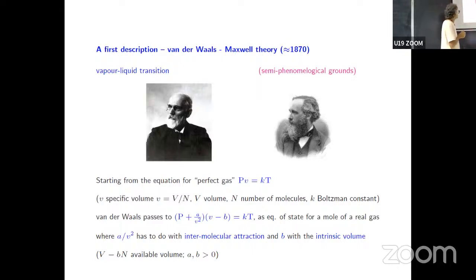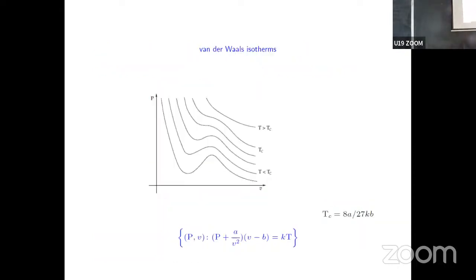Then you get this equation, and you just draw the curves PV for each fixed value of T. Then, of course, it's very simple. You realize that there is a T critical, which is this one, at which your curve will have an inflection point. And for T smaller than that, you have this behavior here.